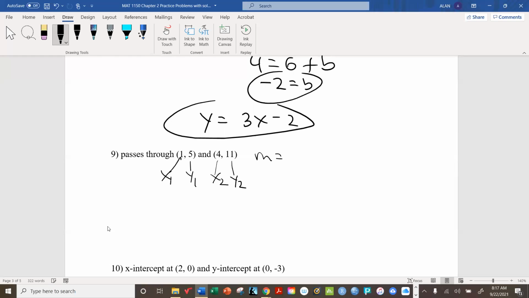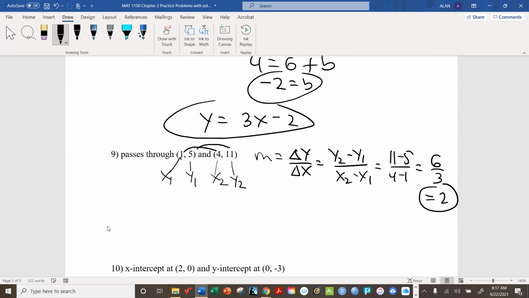All right, let's start with the slope. The difference between the y's is 11 minus 5. The difference between the x's is 4 minus 1. 6/3, which is 2.